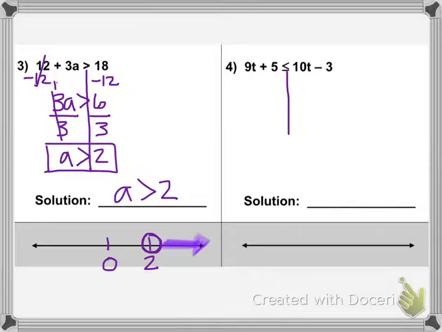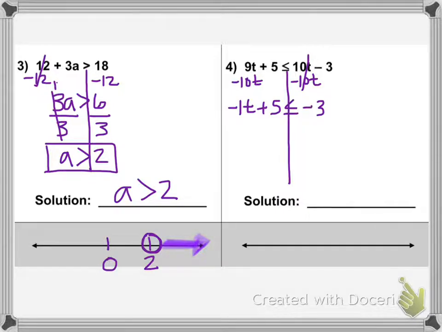Number 4. We need to get all our variable terms on one side. So let's move that 10t to the left side. And because it's positive, we will subtract both sides by 10t. Okay? 10t minus 10t is 0. 9t minus 10t is -1t. We still have the +5. We have a less than or equal to symbol. And we have a -3 on the right.